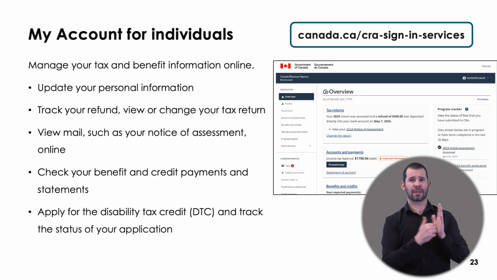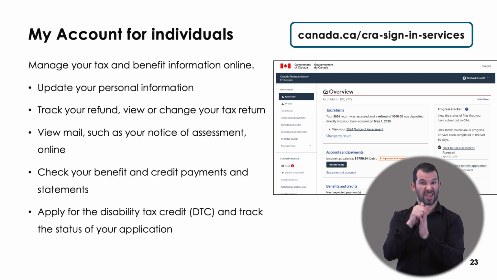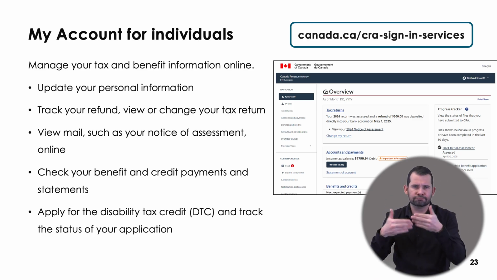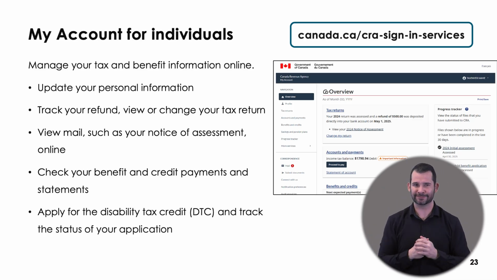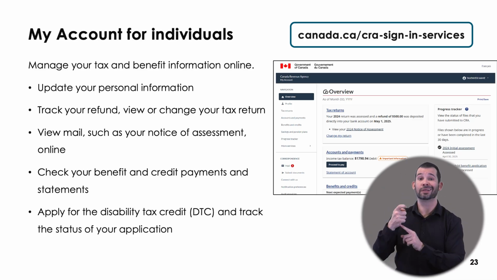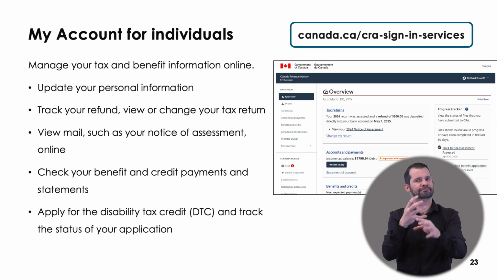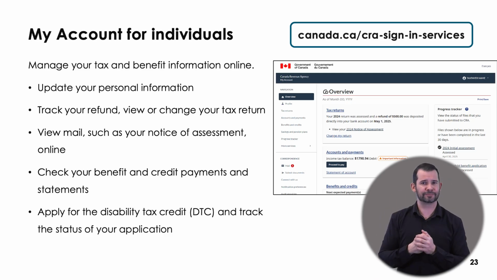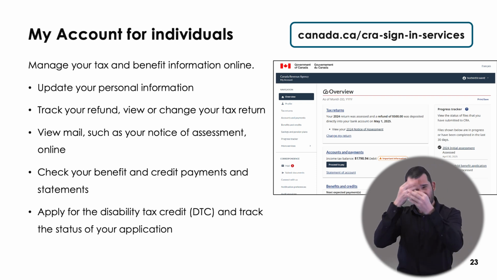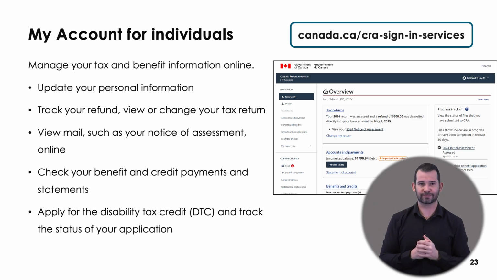My Account is an online portal in your CRA account that lets you manage your tax and benefit information quickly, conveniently, and securely. Along with doing your taxes every year, you must keep your personal information up to date with the CRA to keep getting benefit and credit payments. This includes your address, marital status, and the number of children in your care. You can update all this information in My Account.